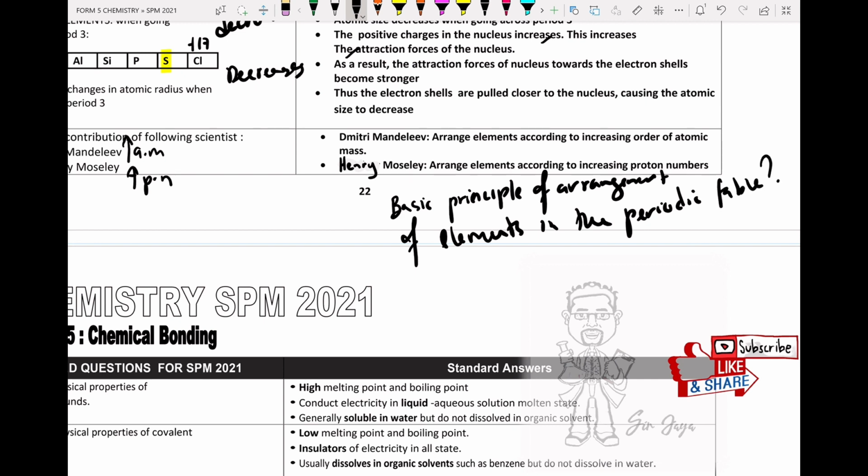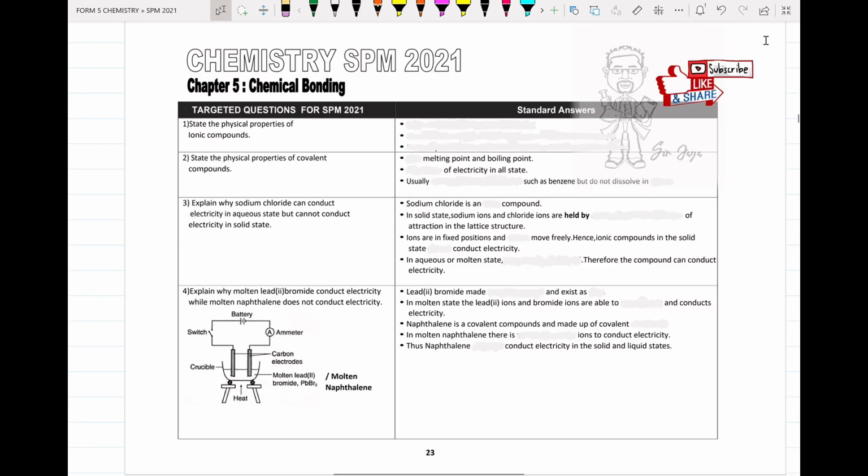All the elements in the periodic table are arranged according to what? According to increasing order of proton number. Move on to the next, which is chemical bonding, Chapter 5, Form 4.